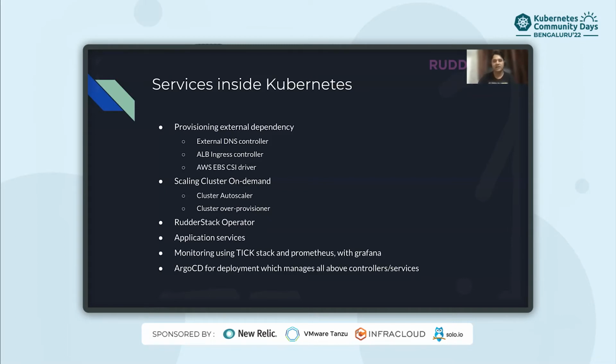Other than that, we are using our own application services. The micro ControlPlane in itself is a big microservice, following microservice architecture. So all of that is deployed through Helm and through Argo CD.